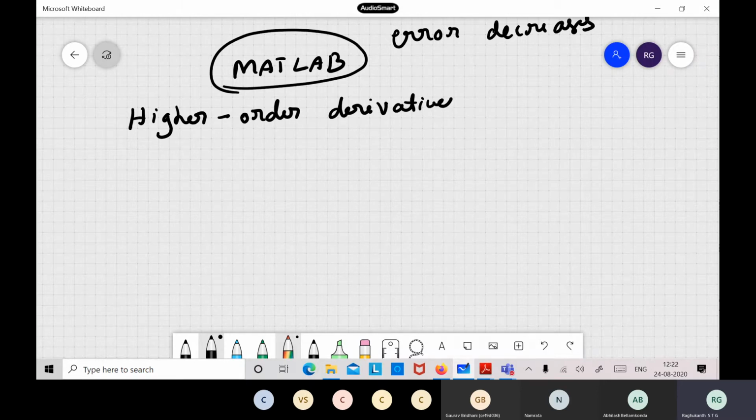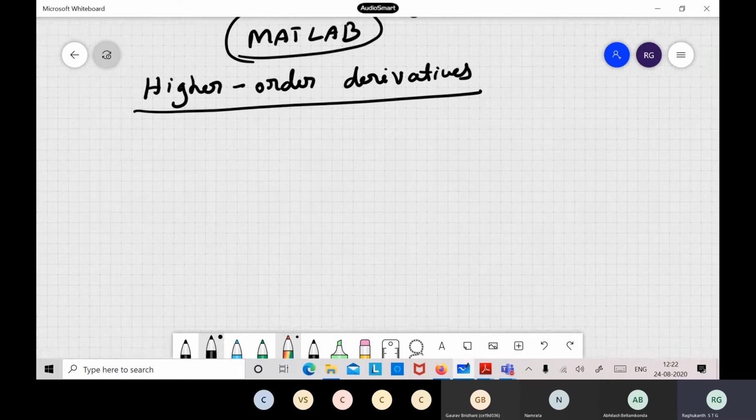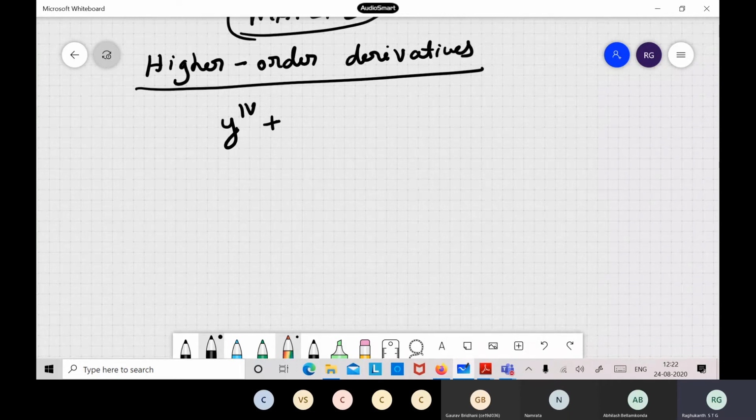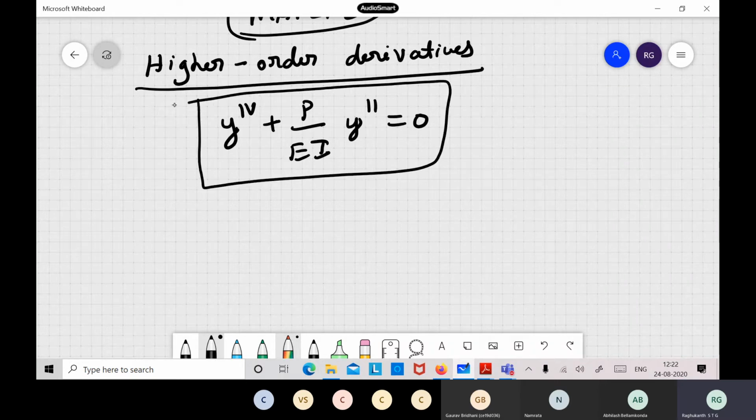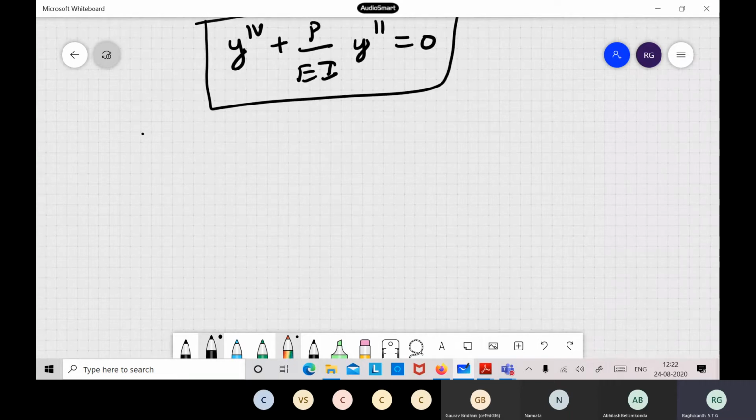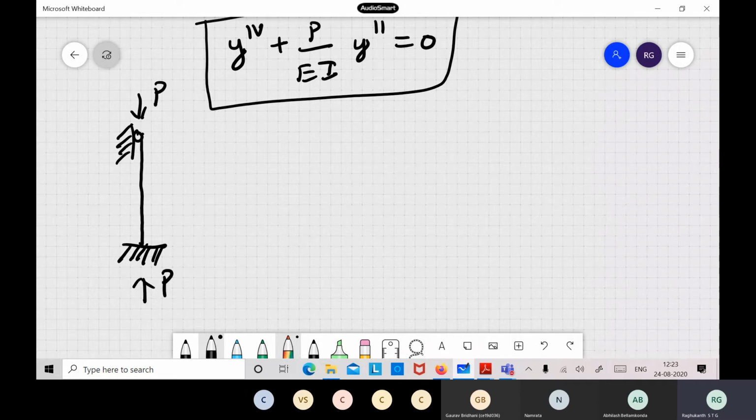In the finite difference, now for higher order derivatives, say you solve a fourth order equation, EI y double dash equal to 0 instead of a second order equation. So how do we solve this? Let us make it a little more complex. We make one end fixed and the other end a roller. Here is P. Now we want to find the buckling load for this column which is fixed at one end and hinged at the other.